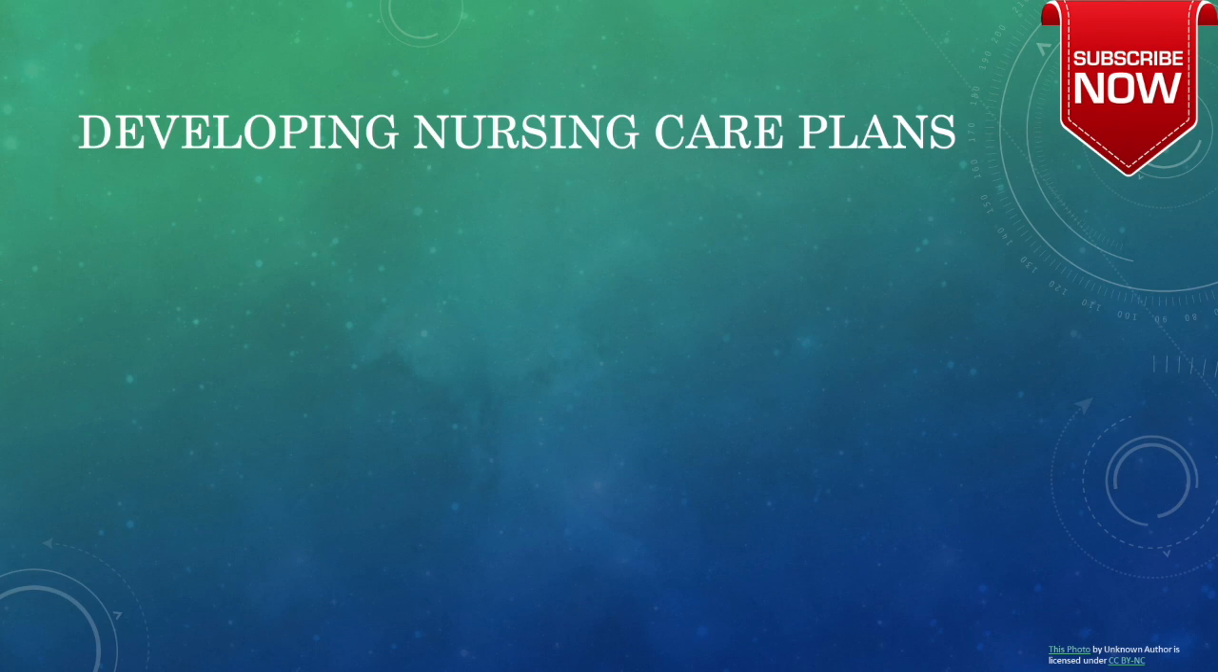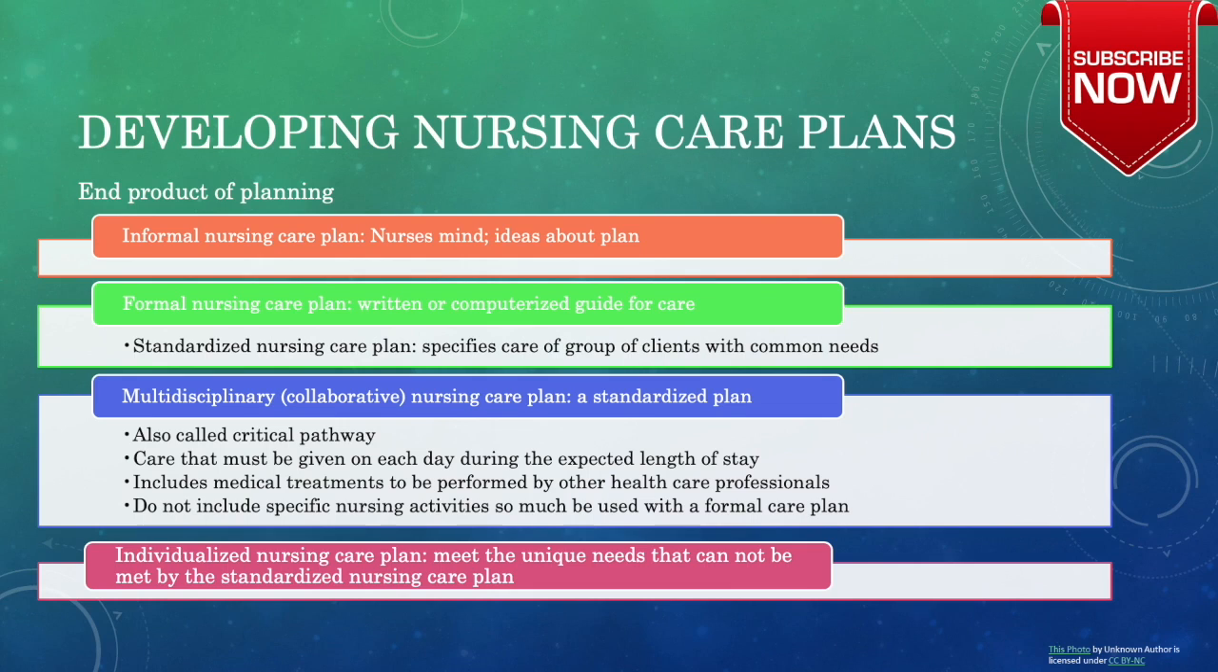Developing nursing care plans. A nursing care plan is the end product of the planning stage of the nursing process. There are different types of nursing care plans. The first is an informal nursing care plan, which is an idea in the nurse's mind about the plan of care that she'll provide to her patient. Next is the formal nursing care plan, which is a written or computerized guide for care. And a standardized nursing care plan is a type of formal nursing care plan. A standardized nursing care plan specifies care of a group of clients with common needs. So if you have patients that have pneumonia, there's a standardized plan of care for patients with pneumonia. So that standardized nursing care plan can be implemented for all patients with pneumonia.